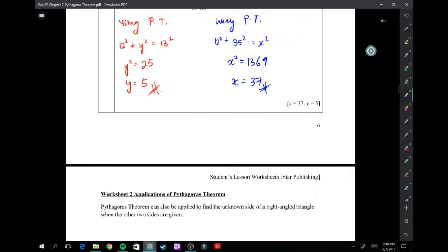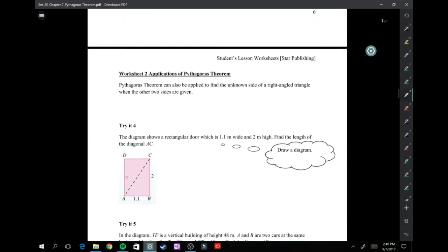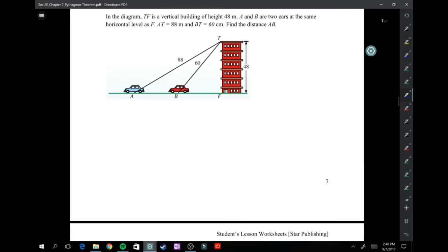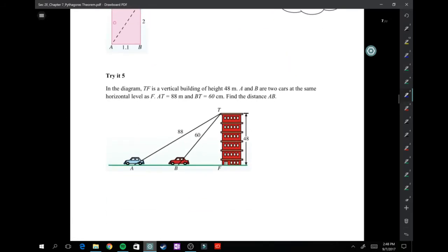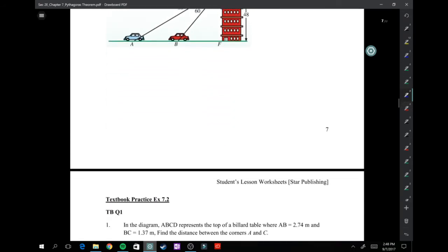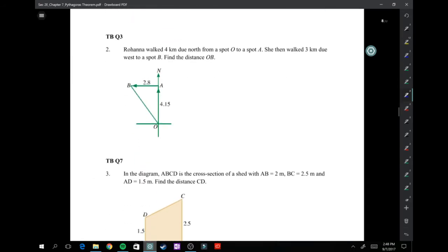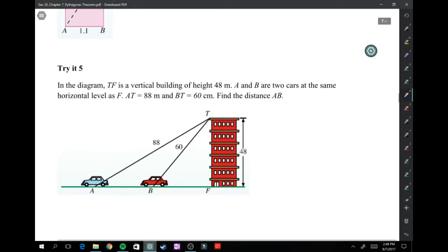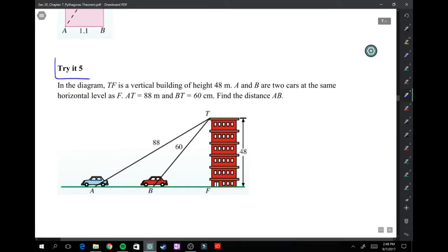Okay, so for this video, it'll be Pythagoras theorem, and I need you all to look at page 7 of your worksheet. I'll just go through one simple question here on the application of Pythagoras theorem, which we'll be doing soon by measuring the length or the height of a school building. Let's look at try it 5.